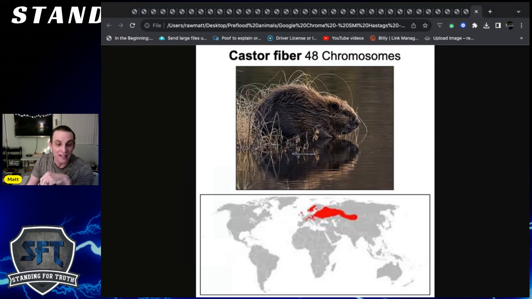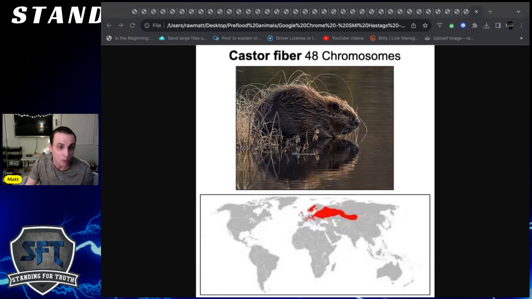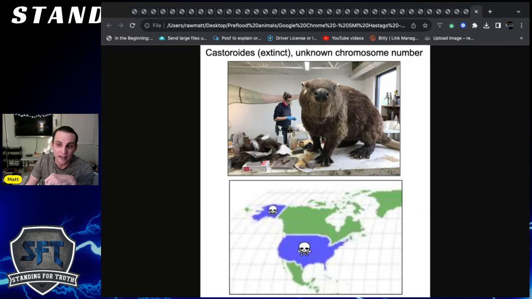Again, we're going by the chromosome number and migration patterns, and we're going to look at as much as we can, even some species that are extinct, because some of them we actually do have chromosome numbers for. Unfortunately, for the larger one that existed during the Ice Age, we do not. And that would be the very large species of beaver.